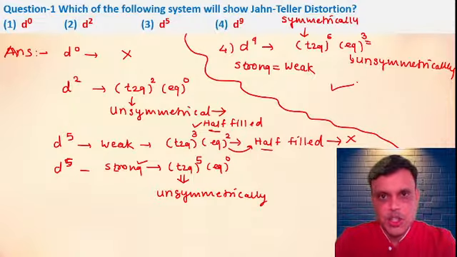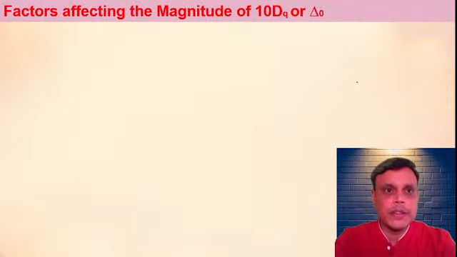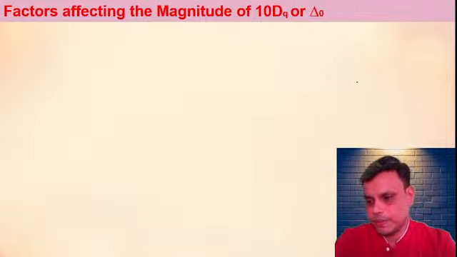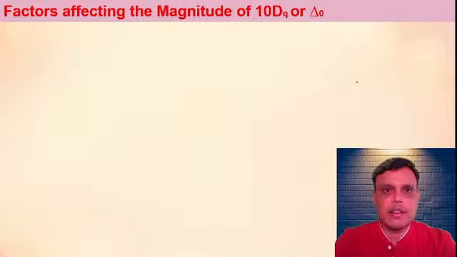ठीक है, चलो. So everyone is saying yes sir. सब लोगों को समझ में आया है. तो we will move forward to the next point. Very simple point. It will require hardly 5 to 7 minutes. The name of the next point is factors affecting the magnitude of 10 Dq or Δo.